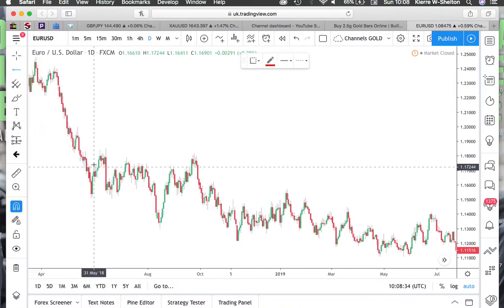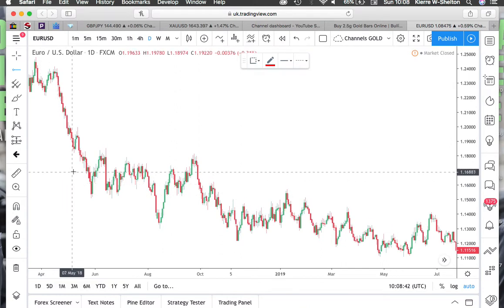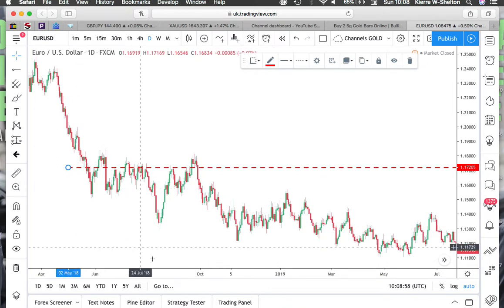So, horizontal ray. You look for a support and resistance, a strong one if possible. If it gets on your nerves, turn off your magnet if you're using TradingView. So that looks to me like a decently strong channel there. I'm going to put another one in.